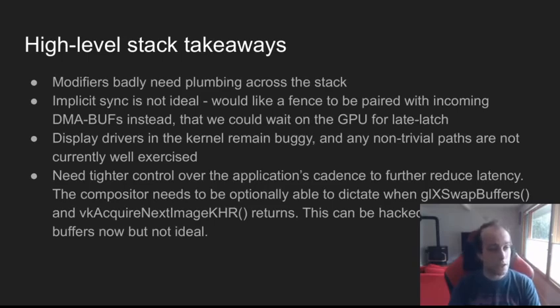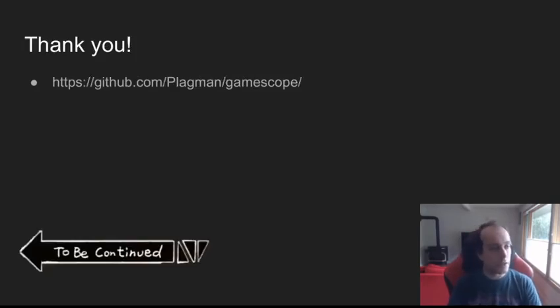And so I'm sure we'll run into more of them, and hopefully that'll be a forcing function to get some of that stuff fixed. It'd be really nice to get tighter control over the application's rendering cadence so that we could do further things to align the application frames to VBlank and reduce latency even further. There's some hacks we can do right now, but it'd be nice to have a real mechanism to dictate when things like swap buffers or acquire next image returns, so we could meter it really accurately. And yeah, that's mostly it.